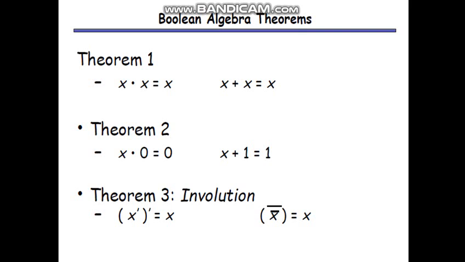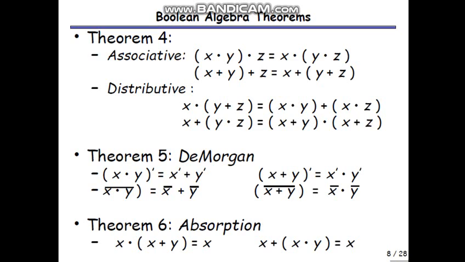Involution theorem: it is observed that x double bar, that double bar gets cancelled, and it becomes only x. This is theorem number 3, the involution theorem. Then theorem number 4 deals with the associative theorem. In the associative theorem, x into y in bracket into z is equal to x in bracket y into z. X plus y plus z is equal to x plus y plus z in bracket. That is called the associative law.